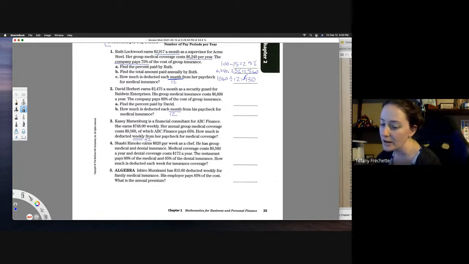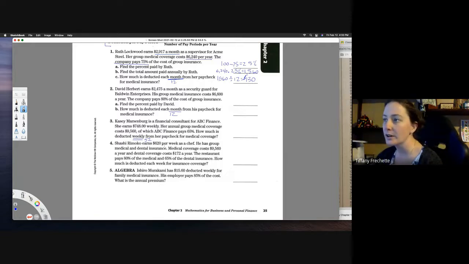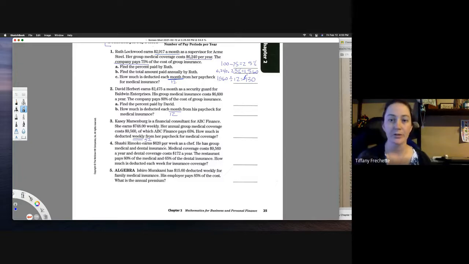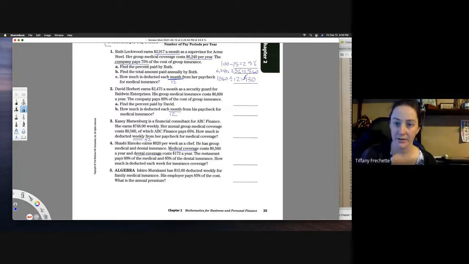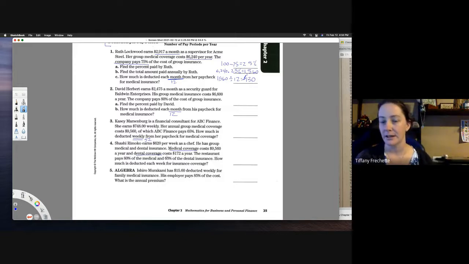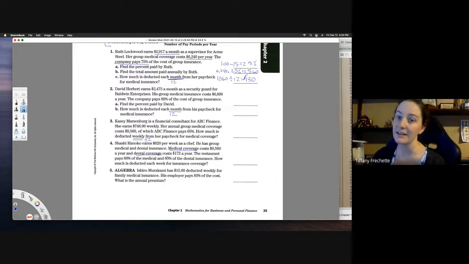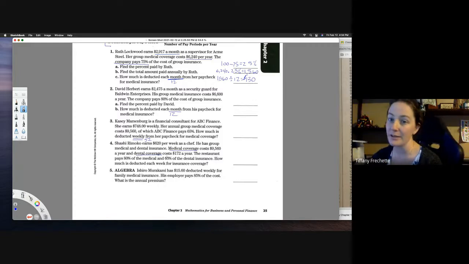Number 4, let's see. So the only thing in number 4, you can see it's kind of a little longer. They're giving you a little bit more information. So we have medical coverage and dental coverage. So we have 2 different types of coverage. Pretty common when you're getting benefits, you get medical and dental. Sometimes even vision. So far I haven't seen them throw vision in yet. So maybe in the future they'll start throwing that at us. For right now, you just calculate it for medical and dental.